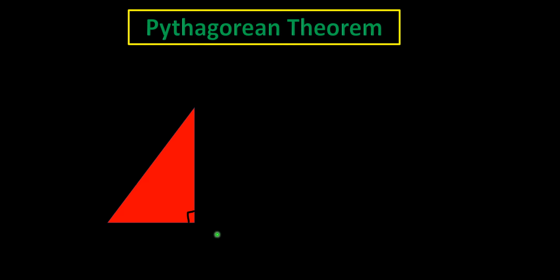Anyway, so if we have a side that's A, another side that's B, and let's say our hypotenuse is called C, we can use the Pythagorean theorem, which is a squared plus b squared equals c squared, to find the unknown side of a right triangle. We'll work through some examples.